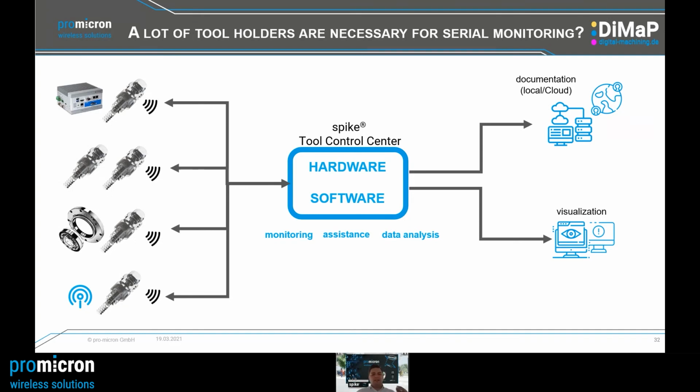If there is another sensor data stream on it, our software is able to read out machine data, to read external data, which we can combine with the Spike Force data in order to achieve specific benefits.